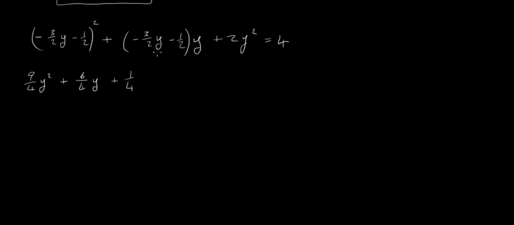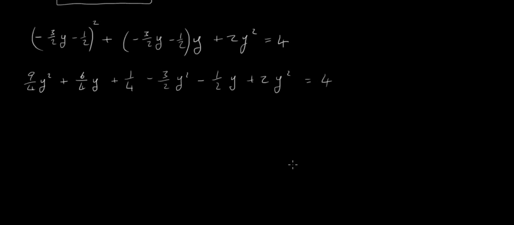Now we've got to multiply this out here, so we're going to end up with minus 3 over 2y squared and minus half y, and then we've got this plus 2y squared here. All that's equal to 4.